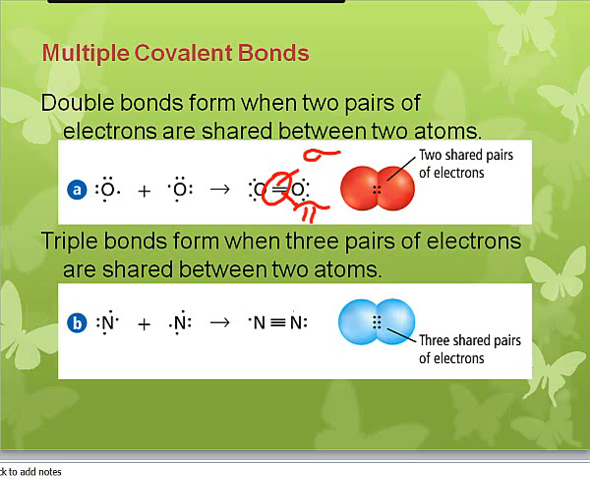Triple bonds form when there are three pairs of electrons shared between atoms. Here is a triple bond. Look, you have one sigma, one pi, and another pi. So you have one sigma bond and two pi bonds. Double bond, two shared pairs of electrons. A triple bond is three shared pairs of electrons.